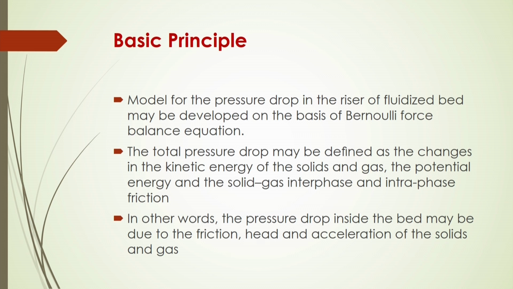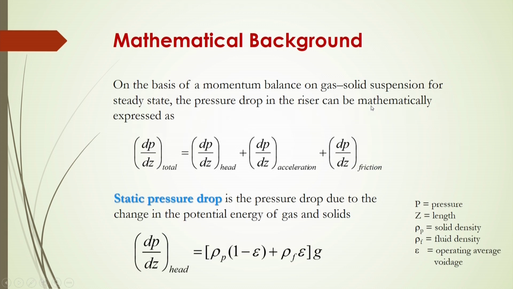In other words, the pressure drop inside the bed may be due to the friction, head, and acceleration of the solids and gas. So, the pressure drop inside the bed will have three components: the friction, that means the frictional pressure drop; the head, that is called the static or hydrostatic pressure drop; and the acceleration of the solids and gas inside the bed, that will be the accelerative pressure drop. What should be the mathematical expression to analyze this total pressure drop?